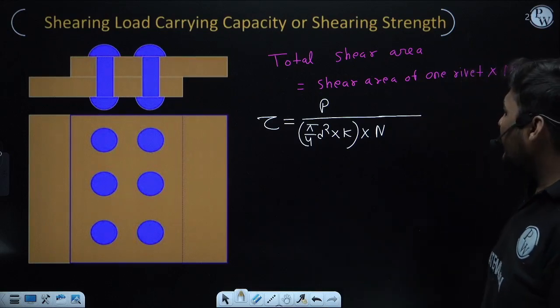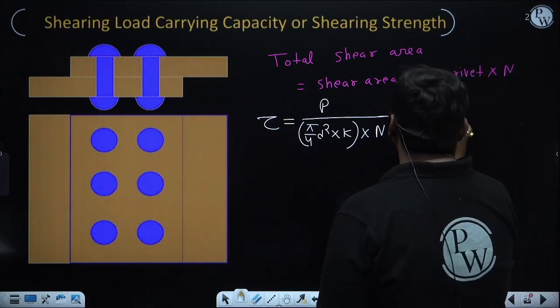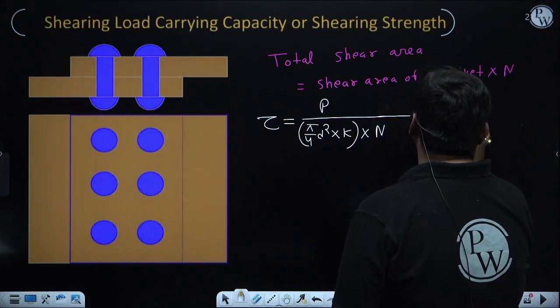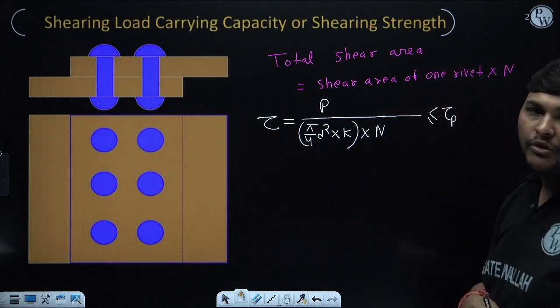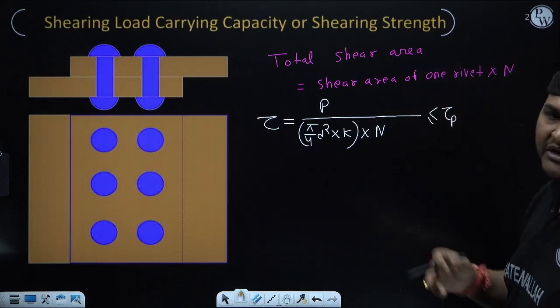Now to avoid shearing failure, this actual shear stress must be less than or equal to the permissible shear stress of the rivet material, because it is coming on the rivet.